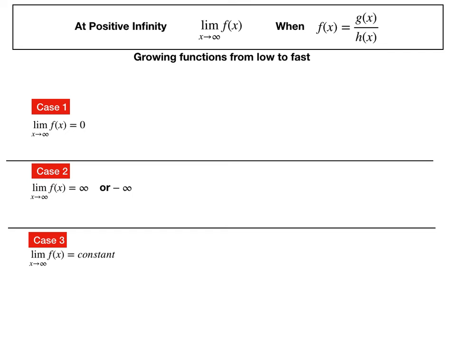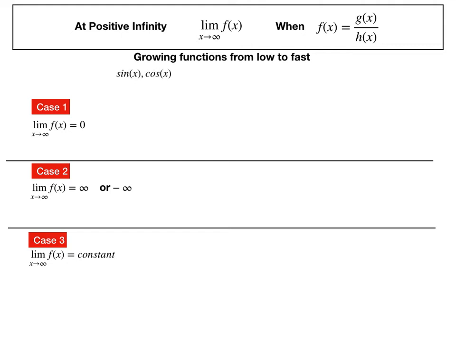Now we will discuss how to find the limits of the function f of x at positive infinity when f of x is a ratio of g of x and h of x, when g of x and h of x are not necessarily polynomial functions. In order to do this kind of problem, we want to compare the growing pace of each of the functions g of x and h of x.